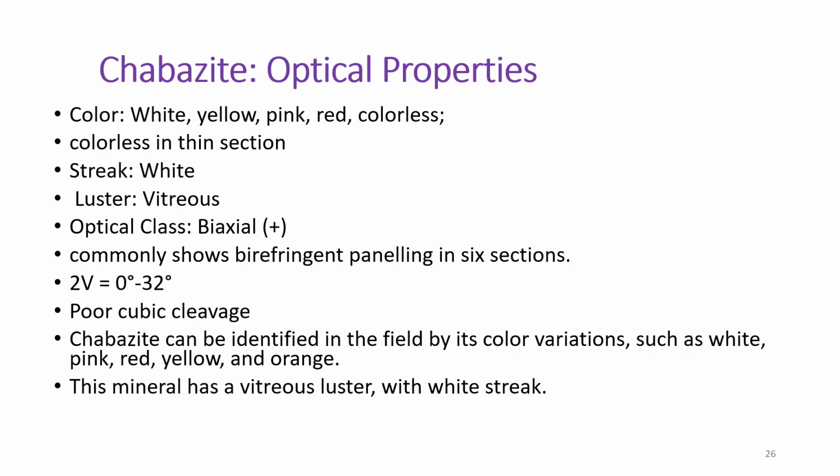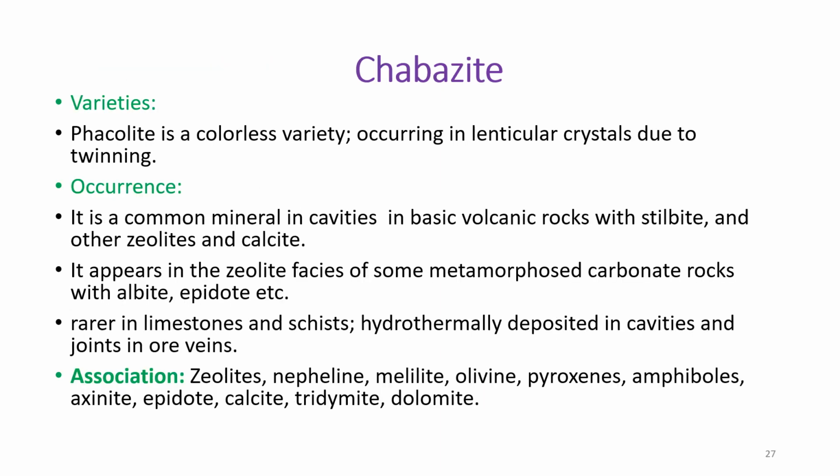It is biaxial positive, and commonly shows brilliant paneling in 6 directions, and 2V is about 0 to 32 degrees, and it has a poor cubic cleavage. Chabazite can be identified in the field by its color variations such as white, pink, red, yellow and orange, and this mineral has a vitreous luster with a white streak.